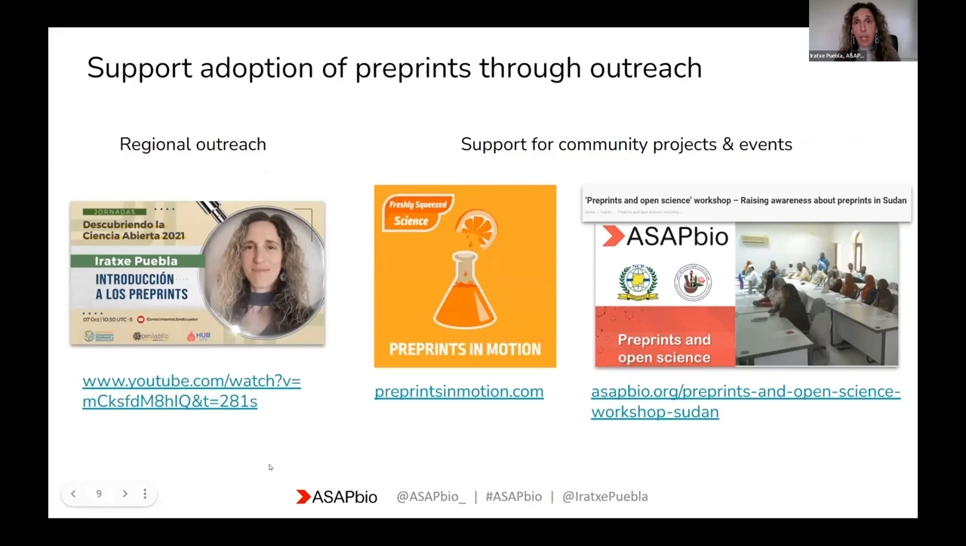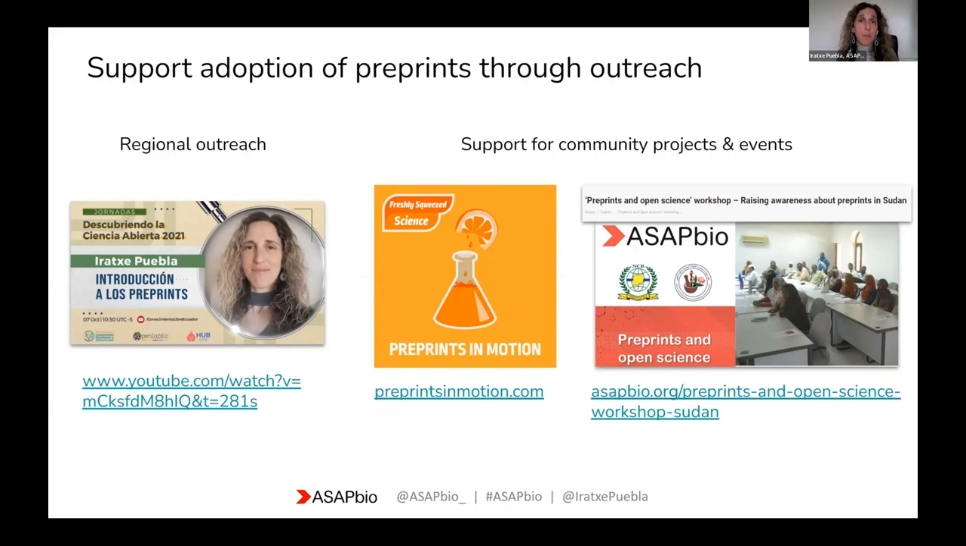And then very briefly, apart from all of the resources, we also believe that it is important to do outreach to different groups throughout the world. I think it is true that ASAP Bio comes from the US, and talking to some of our communities in North America and Europe, many are already familiar with preprints, but that's not necessarily the case everywhere in the world. And I think we need to be very mindful about this.